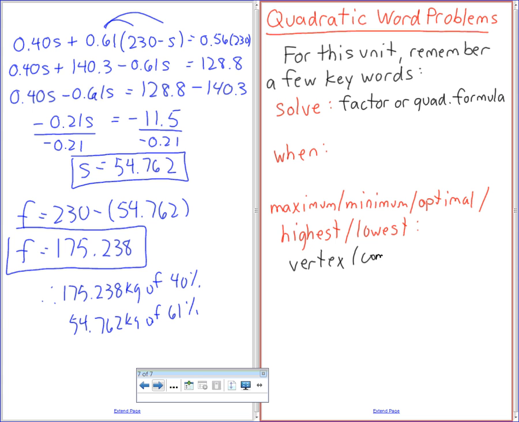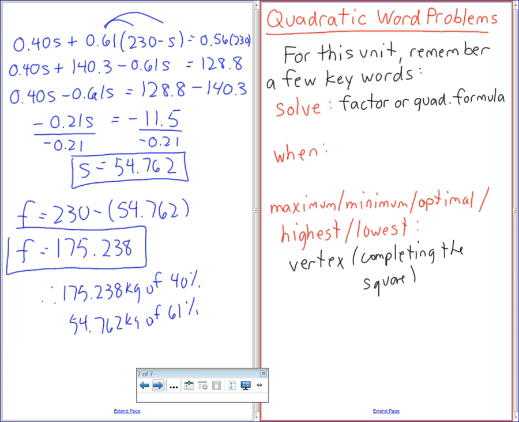Now what happens historically, and this is the first new way I've taught this, where I have done all the math first and then the word problems at the end, people get confused, they just guess. As soon as you hear the word maximum or best, you've got to be thinking vertex. That's going to be very, very important. Anything else is factoring or completing the square.